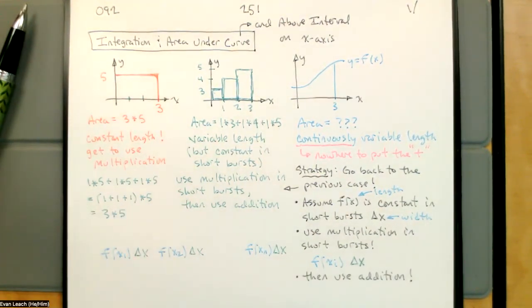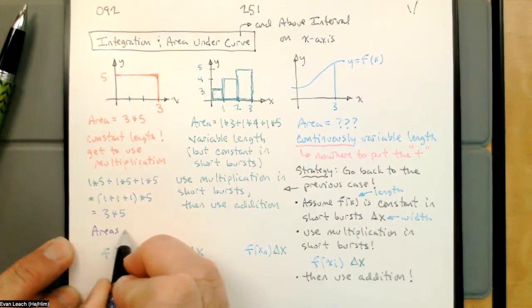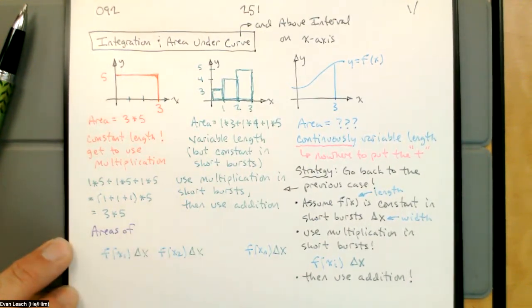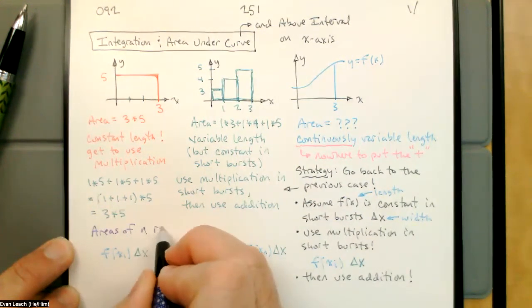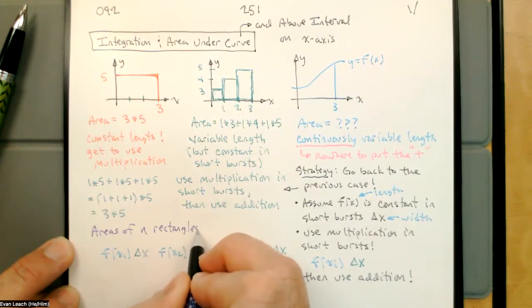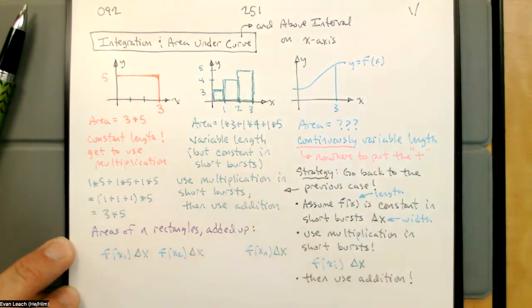These are the areas of n rectangles, n short bursts where we just use area equals length times width. And once we multiply and find the areas of all these n rectangles, we just add them up.